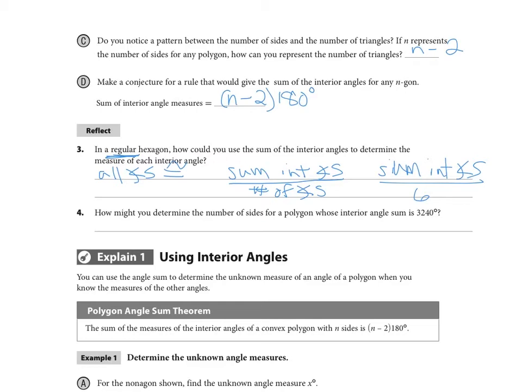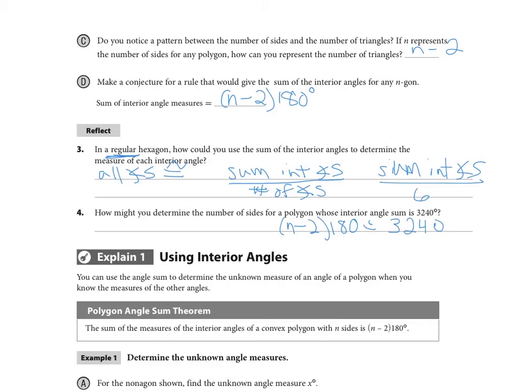How might you determine the number of sides for a polygon whose interior angle sum is 3,240? Well, we don't necessarily know the number of sides, but we do know the formula that we've come up with here, which is n minus 2 times 180, and the sum is 3,240. So we just are going to solve this equation.